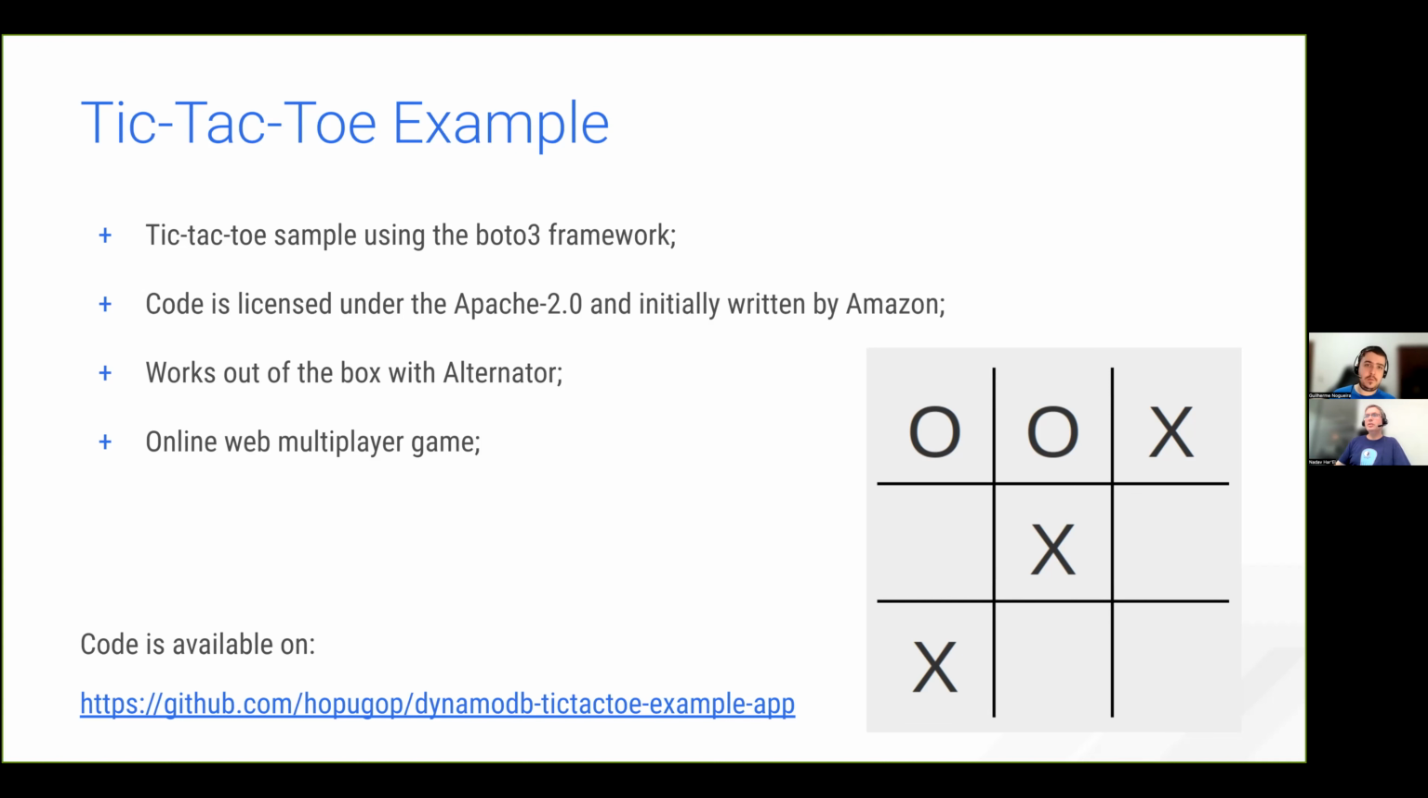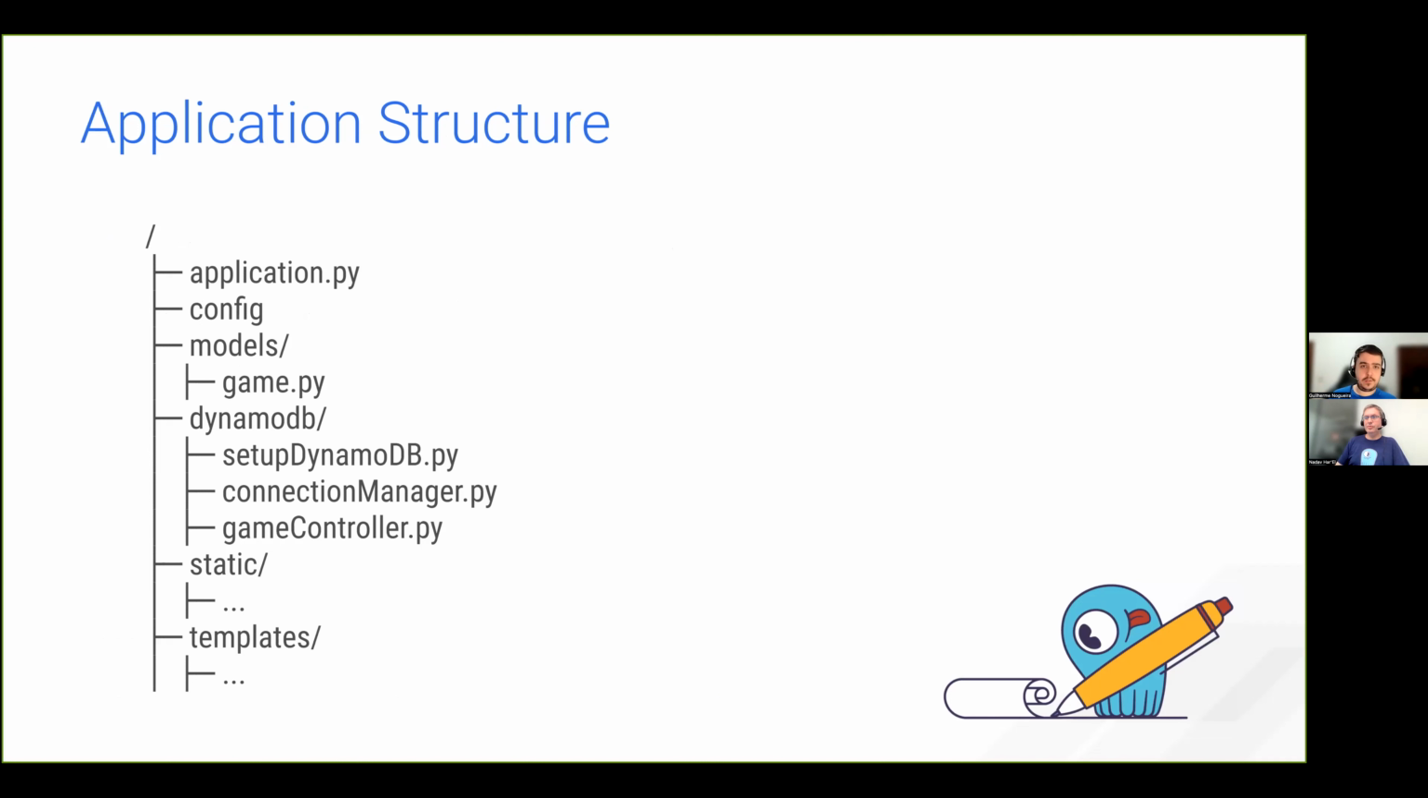And everything is using the database. For every movement, every query, and every refresh, the Python application is communicating with the Alternator database via the DynamoDB-compatible API in order to retrieve and write data to it. The code is available at the GitHub link below, it's also in the chat, and will be sent to you after the presentation is done as well. So let's look at the application structure.